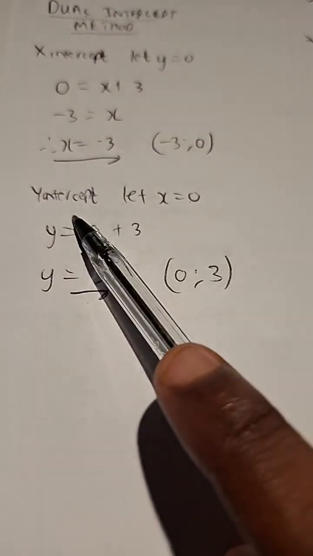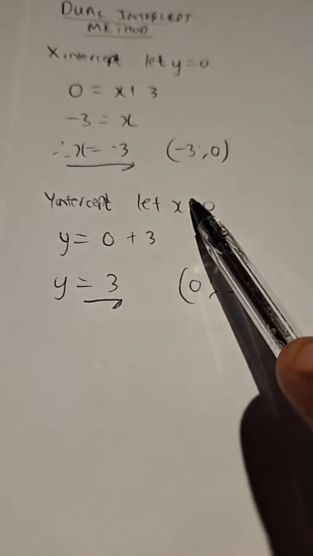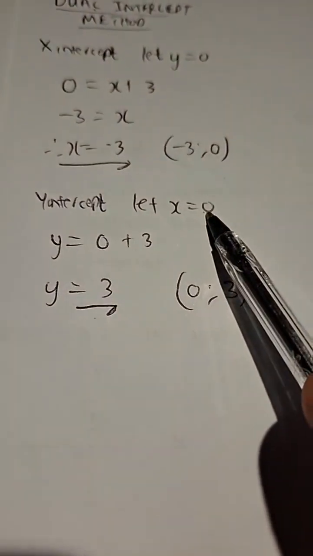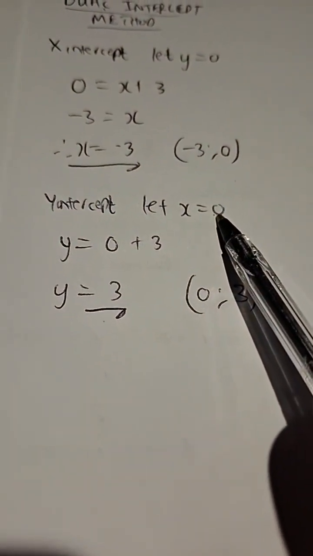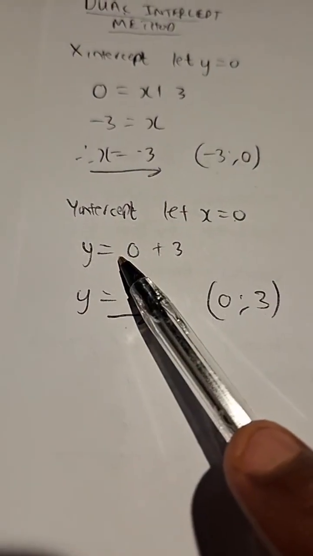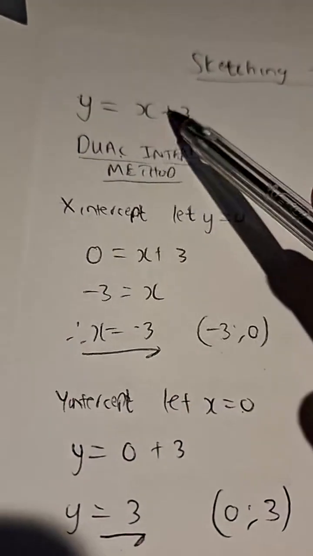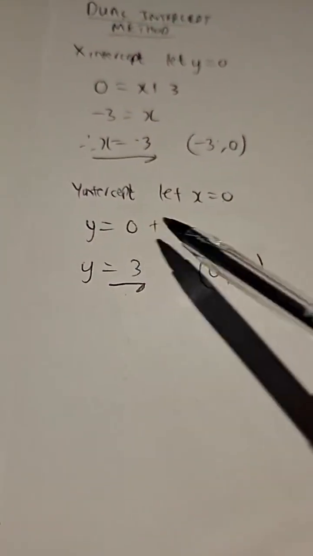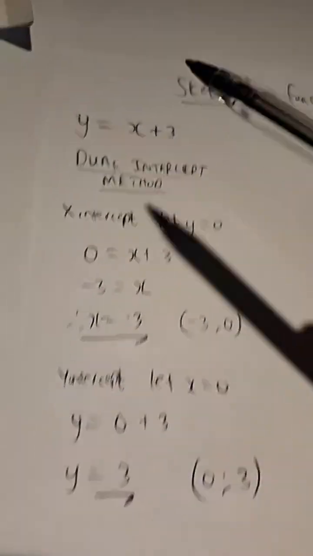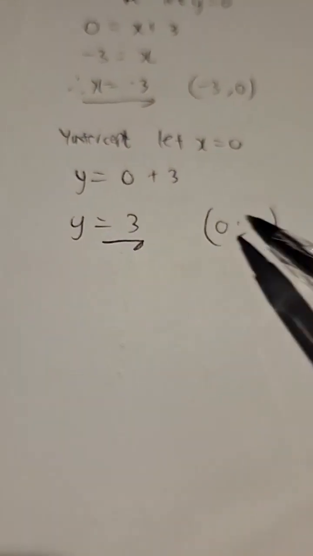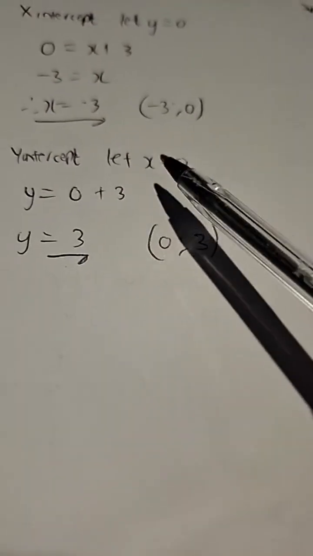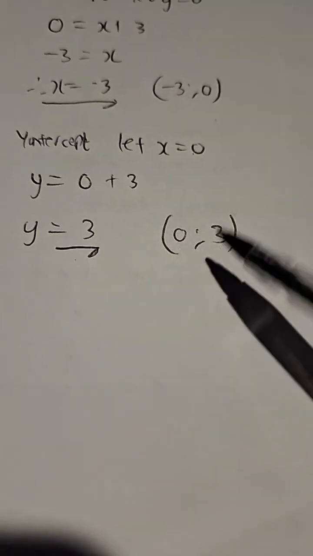Same thing when we are finding the y-intercept. We let x be 0 when we are finding the y-intercept. So we let x be equal to 0, which means we substitute 0 in the place of what? Of x. There it is. 0 plus 3, and then we solve for y. y is equal to 3. So x is 0, y is 3.